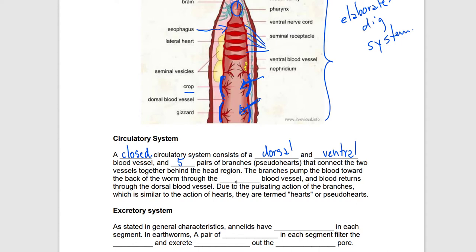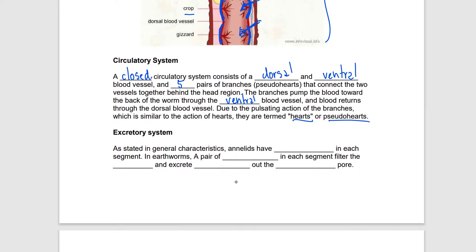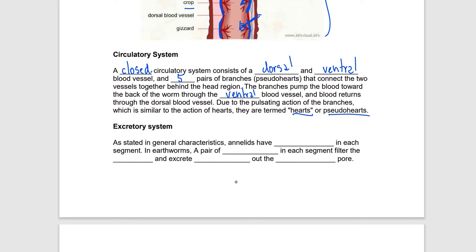It's got these pairs of pseudohearts which pump the blood toward the back of the worm through the ventral blood vessel, and then it returns through the dorsal blood vessel back to the hearts. Due to the pulsating action of the branches, which is similar to the action of hearts, they're termed hearts or pseudohearts. They're not in any way like our hearts, which are quite a bit more complex, dealing with different systems of circulation. But we've got circulation, which we didn't see in any other invertebrates up to this point.